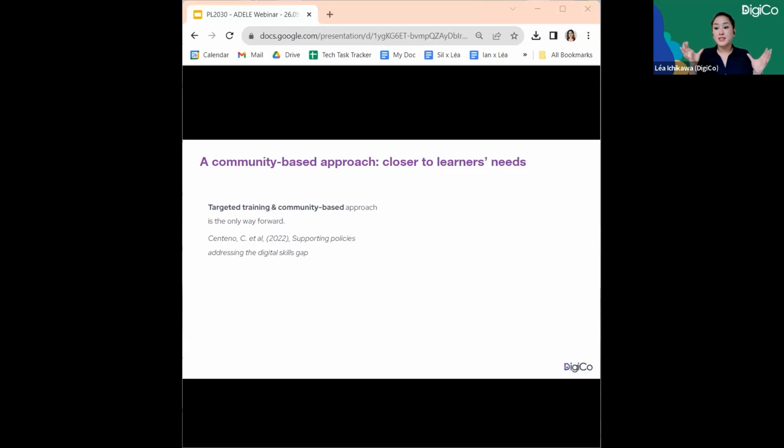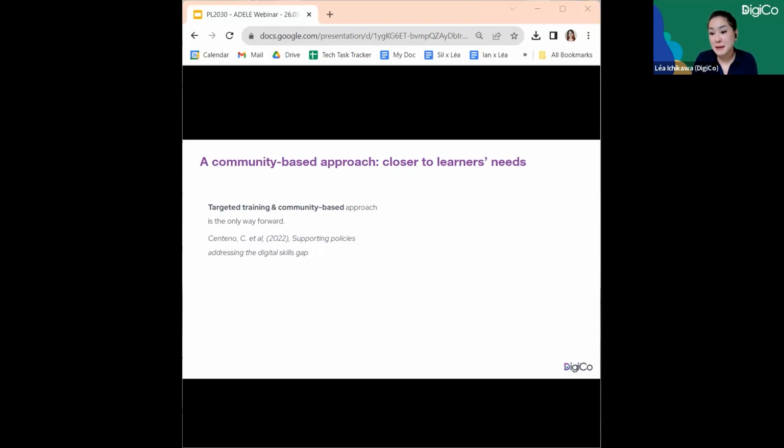But when we look at those 42%, we're asking ourselves, who is it that we're talking about really? And not only who is it, but how can we make sure that the approach in order to solve those gaps in digital skills is targeted to the needs of those people? So within our European experience, as I said, we do realize that the only way forward in order to reduce those 42% of people lacking basic digital skills is to adopt a targeted approach, so a targeted skilling, training approach, as well as a community-based approach.